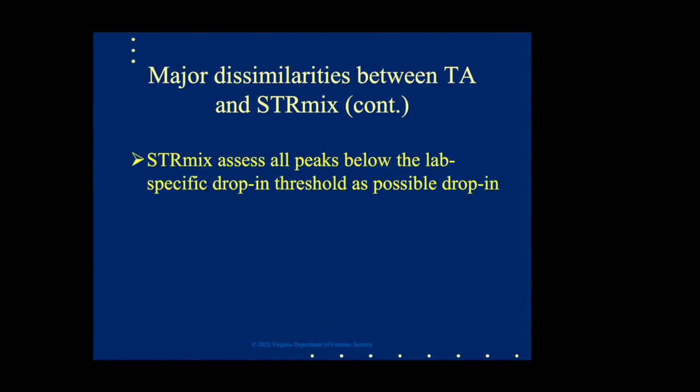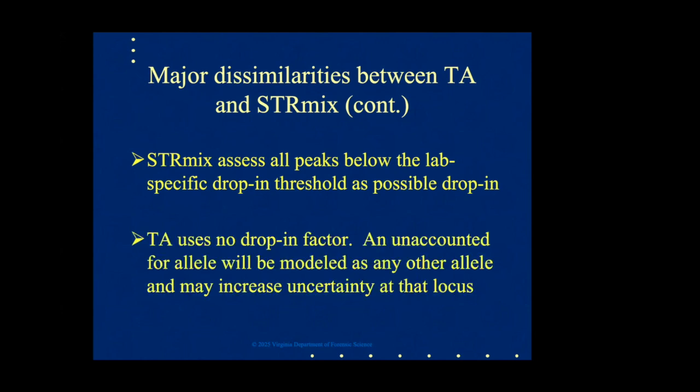STRmix assesses all the peaks below the lab-specific drop-in threshold as possible drop-in. For example, in our lab, it's 150 RFUs. And the frequency matters because the frequency is low for dropped-in alleles, and so it's not going to accept a lot of data that has additional peaks beyond what your contributor number would imply. As you know, TrueAllele uses no drop-in factor, and an unaccounted for allele will be modeled as any other allele and may increase uncertainty at that locus.